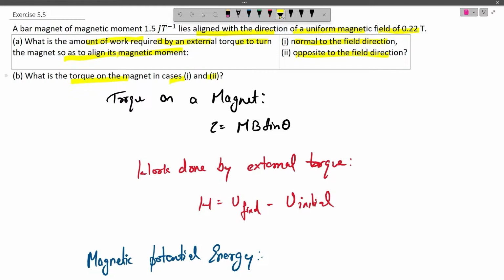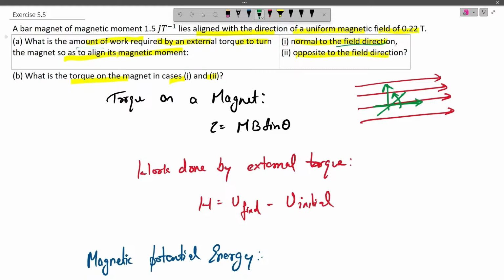So here the question is saying that we have got a magnet which is under a uniform magnetic field. If we assume this to be the uniform magnetic field and this to be the magnetic axis, now we have to find the amount of work required by an external torque to turn the magnet so as to align its magnetic moment normal to the field direction. So initially it was aligned in the magnetic field. Now we have to turn this magnet so as to align it perpendicular to the magnetic field. In the first case, normal to the field direction, and in the second case we have to align it opposite, that is from this state to this state.